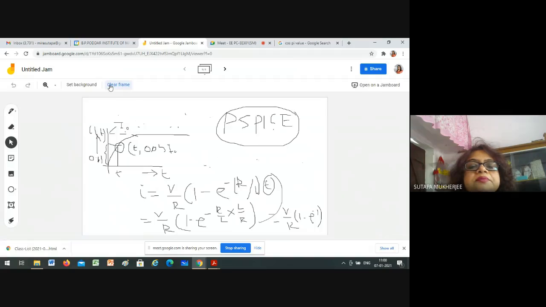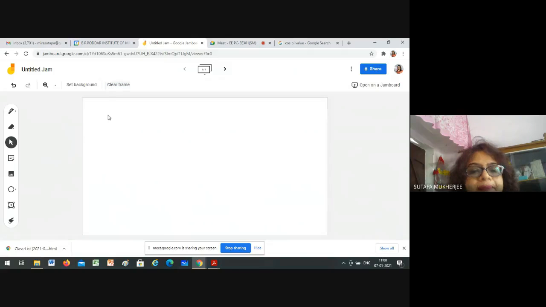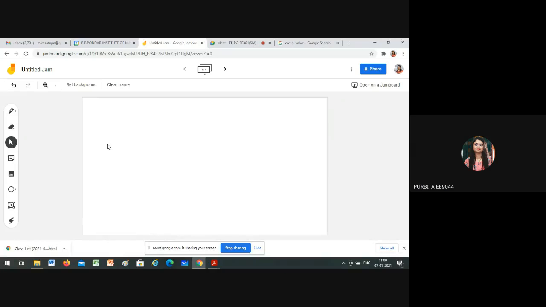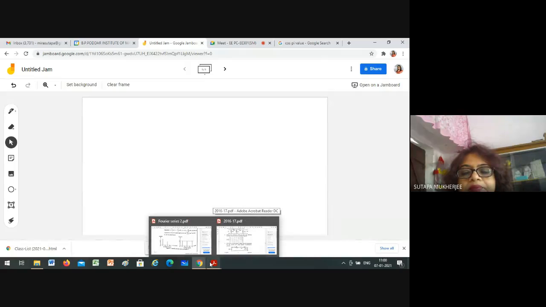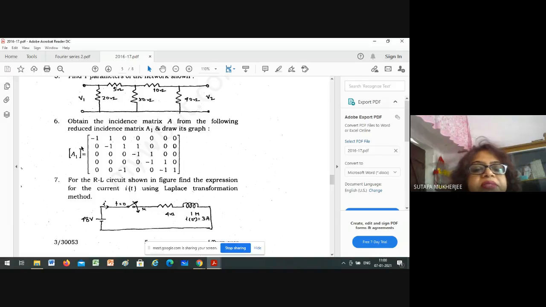Is the Jamboard visible? Yes, ma'am. So what does the problem ask? Just tell me what the problem is. The problem is to obtain the incidence matrix. You have got the incidence matrix from the following reduced incidence matrix, and you have to draw its graph. Okay. No problem, draw the graph.